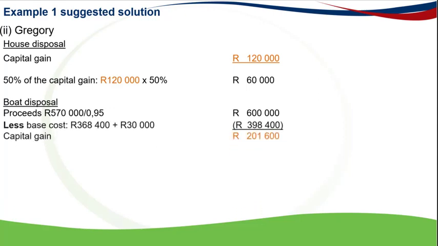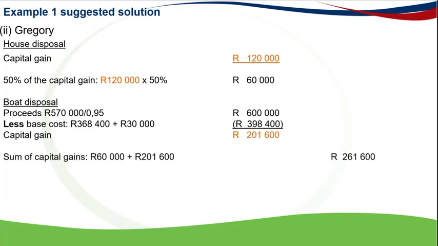We will need to consider that by including it in the base cost and adding it to the acquisition cost of 368,000, and then getting to the final base cost figure of 398,400. This capital gain, as I mentioned earlier, will not be disregarded as the boat is not a personal use asset due to its length.